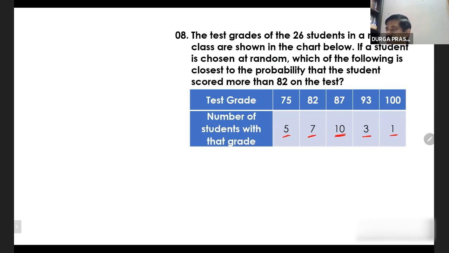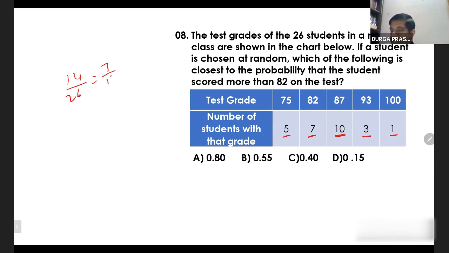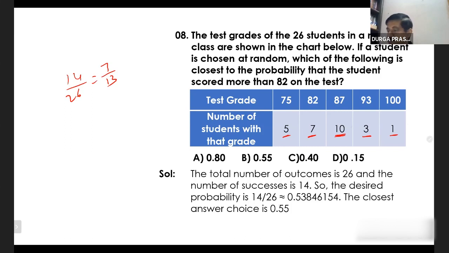If a student is chosen at random, which of the following is closest to the probability that the student scores more than 82? More than 82 means these three will come. So 10 plus 3 plus 1 is 14, out of total students 26. 14 out of 26 is the thing. So what is this equal to? 7 by 13. So this is approximately equal to 0.538. So it's approximately equal to 0.54 or 0.55. Nearest value is 0.55. So please note it fast, quick.